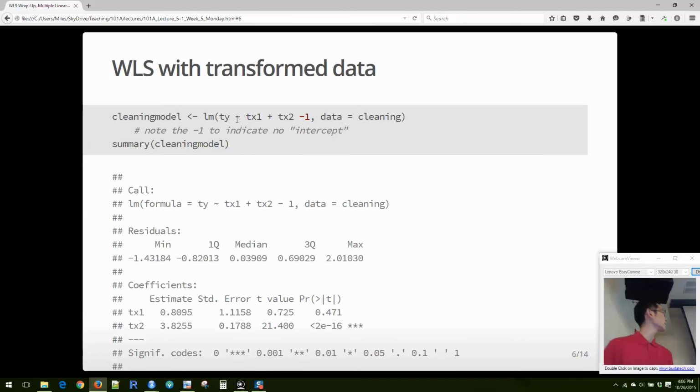Now we have weighted least squares with the transformed data. We're going to create cleaning model, and this is a linear model, where we're taking transformed y as explained by transformed x1 plus transformed x2. I put in a -1 here, and the -1 means don't do an intercept. In a linear model, it's not a literal -1 in the regression. It just means don't try to fit an intercept here, because if we go back to our model, the intercept is accounted for with transformed x1.